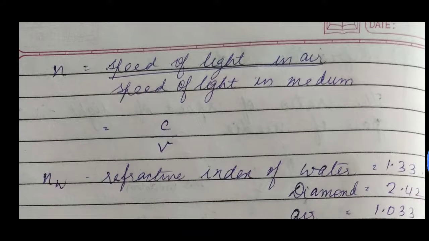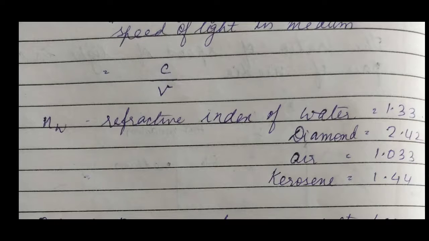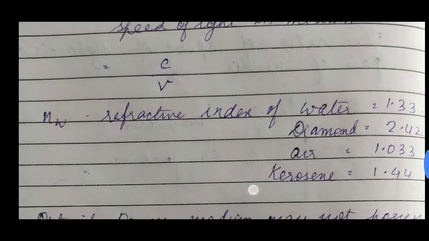So we get c by v. c is the speed of light in air and the speed of light in any medium is v. So n equals c by v. The refractive index of water is 1.33, of diamond is 2.42, of air is 1.003, and of kerosene is 1.44. Diamond is denser than water, so its refractive index is more. Air is less dense than water, so its refractive index is less.